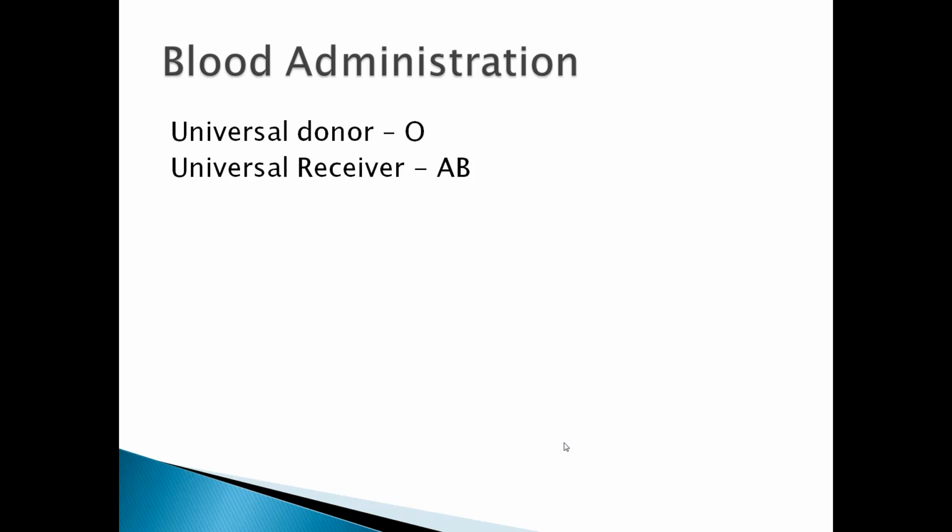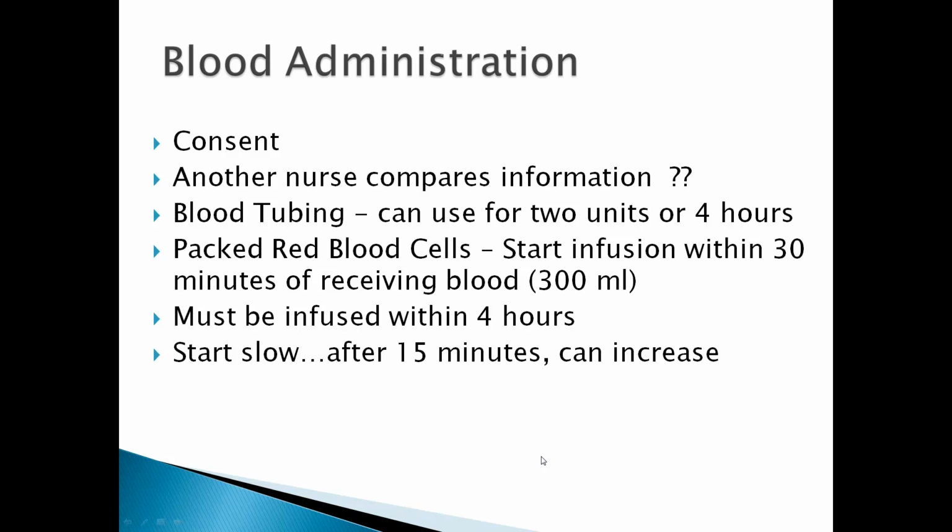So a little bit about blood administration, which we already talked about the other day. Remember, your universal donor is O blood, universal receiver is AB. When we give blood, we always have to have a consent. Another nurse needs to compare and identify and document that we have the right blood, it's not expired, we have the right patient, we have the right blood type. Those are things that two nurses need to confirm. 90% of all blood administration problems are caused by the wrong blood.